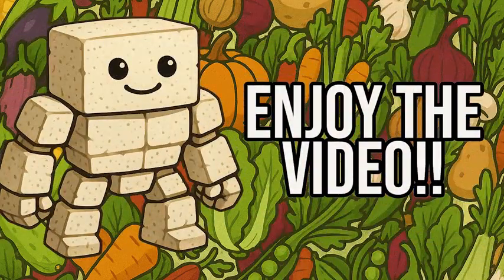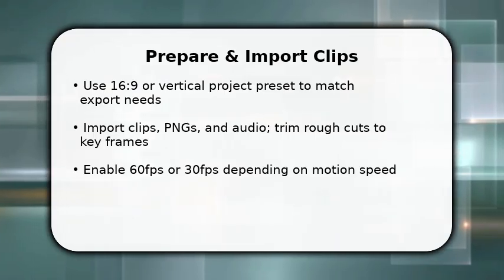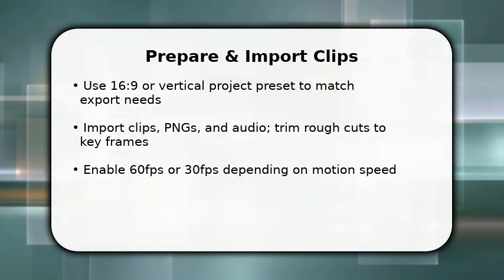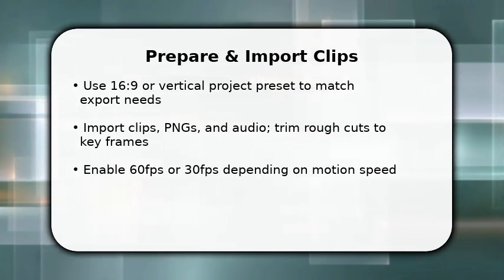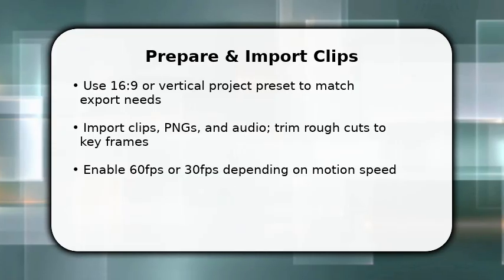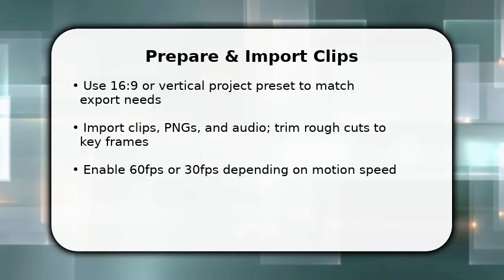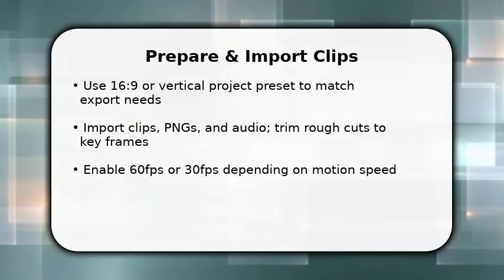Please enjoy the video. You start by preparing assets and setting a timeline that matches your final export. Import your clips, PNG overlays, and audio, then trim to the exact in/out points so you only work with needed footage. Once done, set the project frame rate, 60 FPS for smoother motion, 30 FPS for smaller files, and choose the right aspect ratio. This prevents jitter or letterboxing later.